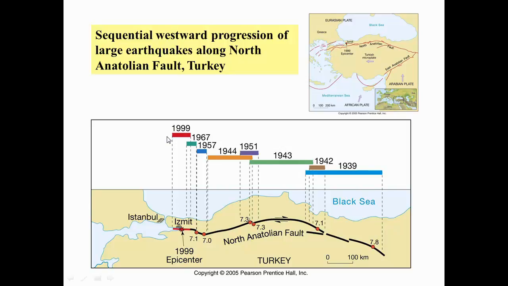The last major earthquake to occur was 1999 in Izmit. What's the next city that's going to be affected sometime in the future? Istanbul. Yeah. Based on the past history of slippage along the North Anatolian.